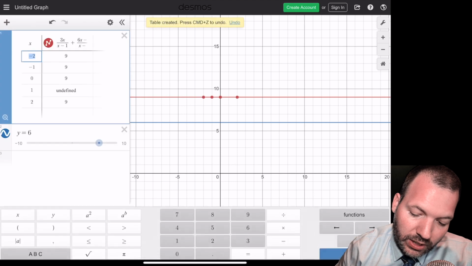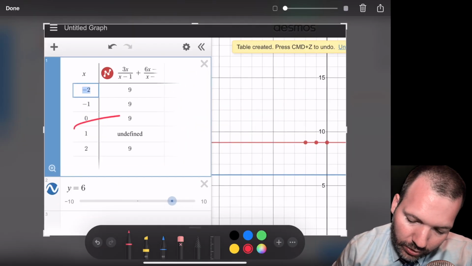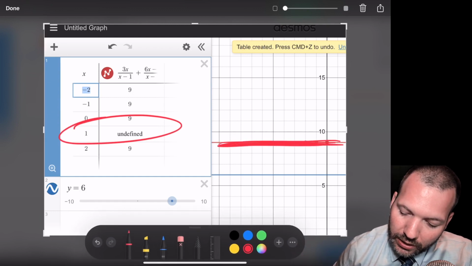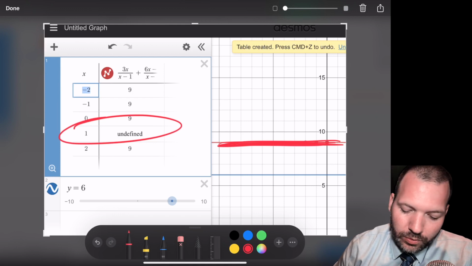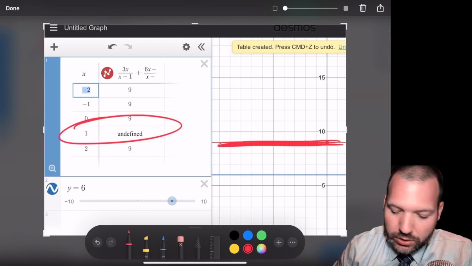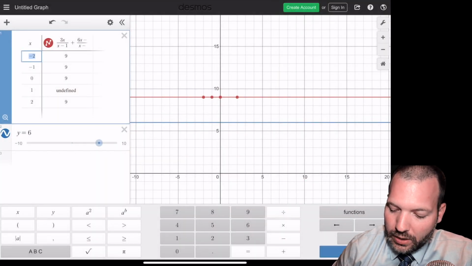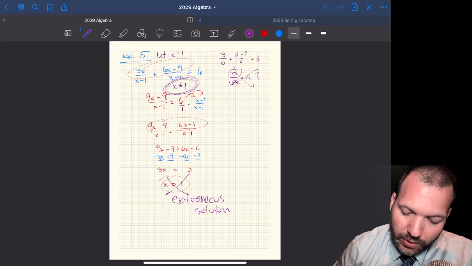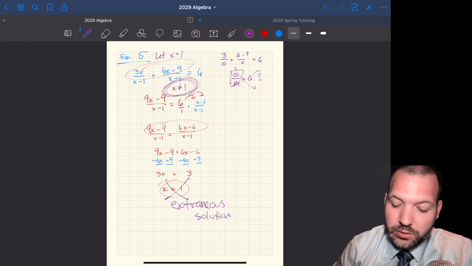If you go into the tables, you can see, oh, that's interesting. Part of the weird thing that's going on here is that although this does appear to make a horizontal line, it's undefined at 1. And so there should be no way to plug in 1 even if I wanted to, but it definitely wouldn't end up equaling 6. And so that's why we have to check for extraneous solutions. We have to make sure that we exclude whatever values we need to exclude.